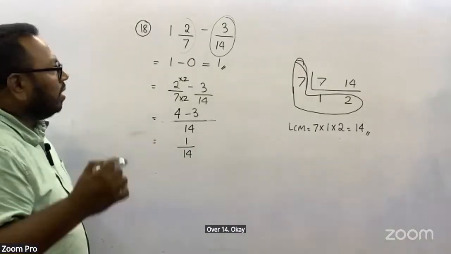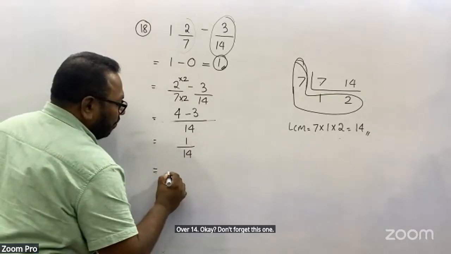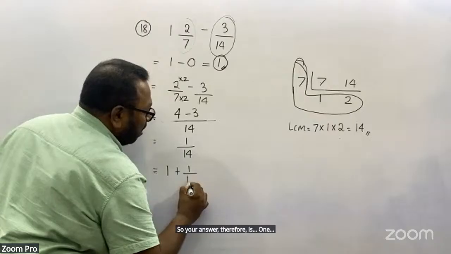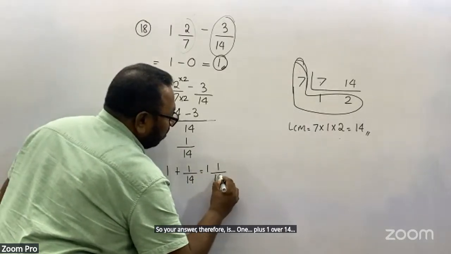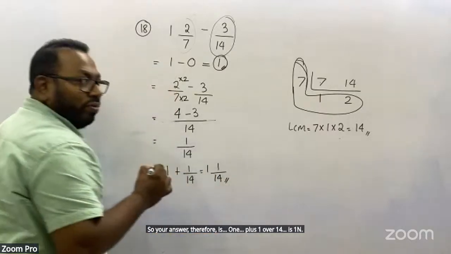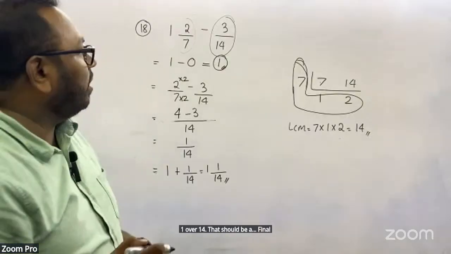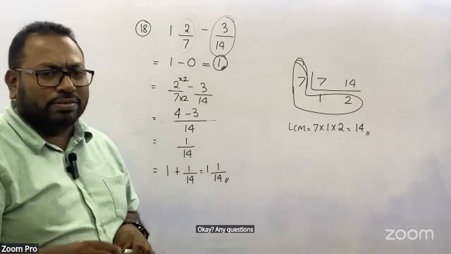Okay. Don't forget this one. So your answer therefore is 1 plus 1 over 14, which is 1 and 1 over 14. That should be your final answer for question number 18. Okay. Any questions? Any questions?